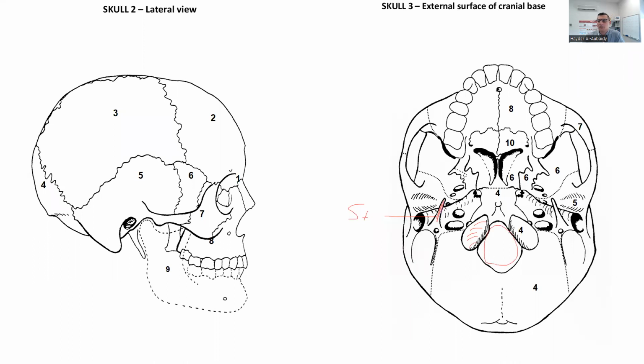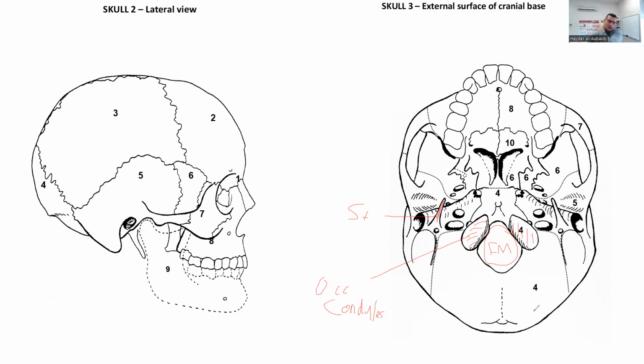Surrounding this foramen. Foramen magnum. Yes, beautiful, it's called foramen magnum. But what are these two processes? Is it the occipital condyle? Fantastic, occipital condyle. So these two are considered as occipital condyles, because we've got right and left.